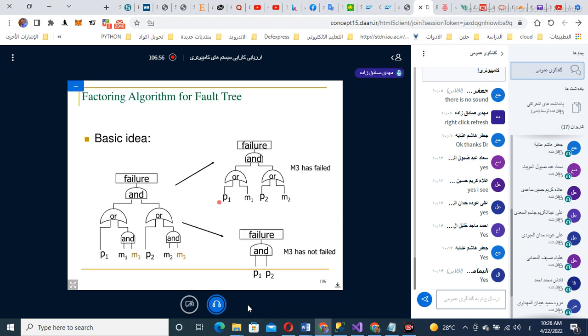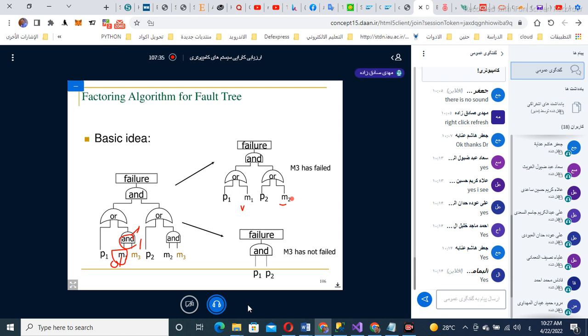In the factoring algorithm for the fault tree, you can see M1 and M2 indicated for each processor, but M3 is the shared one. If M3 has failed, that is 1. When that is 1, the output of the AND depends on M1. If M1 is 1, the output is 1. If M1 is 0, the output is 0. So it can be M1 here and M2 here, if failed.